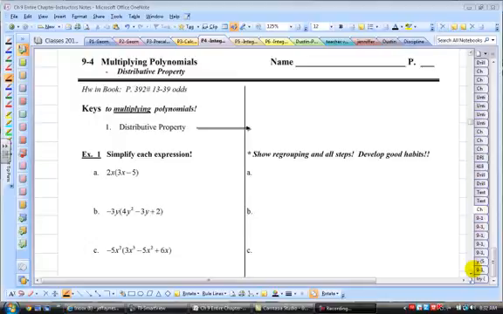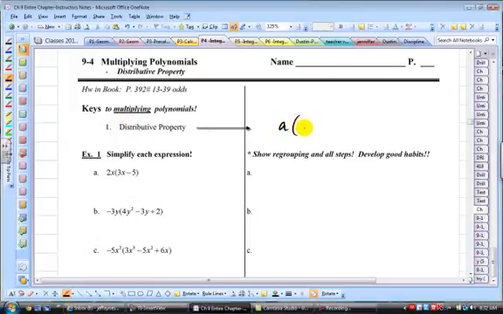This is Mr. Ainsworth. We're going to get into section 9.4 and talk about how to multiply polynomials using the distributive property. And before we do, let's go ahead and state it. Suppose you're taking the number a and multiplying it by a binomial b plus c. What the distributive property states is that you take a times your first term, a times b, plus a times your second term, a times c.